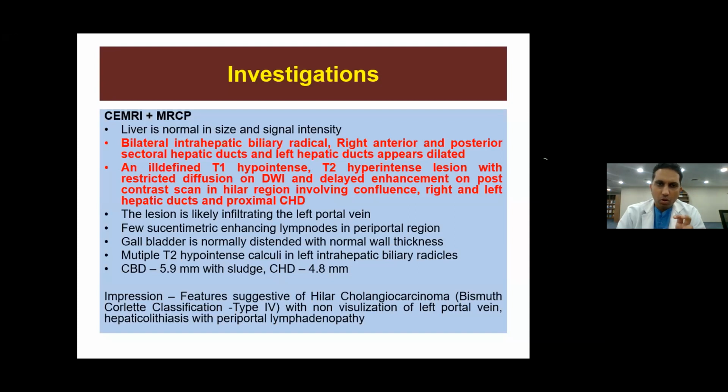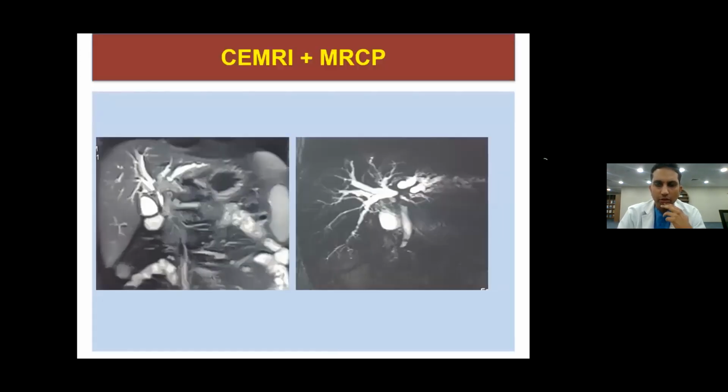The gallbladder in this scan was normally distended, and the wall thickness was also normal. There was evidence of hepaticolithiasis in the left intrahepatic biliary radicals. The CHD and CBD, however, were of normal dimension, with the CBD showing some sludge. So they gave their final impression as hilar cholangiocarcinoma, Bismuth type 4, in view of segmental ductal involvement, involvement of the left portal vein and some subcentimetric lymph nodes.